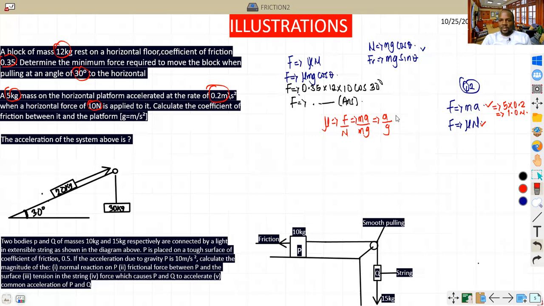So which is 0.2 over gravity, I think it should be 10. The person that typed this omits 10. So 0.2 divided by 10. Then you say it should be your answer.